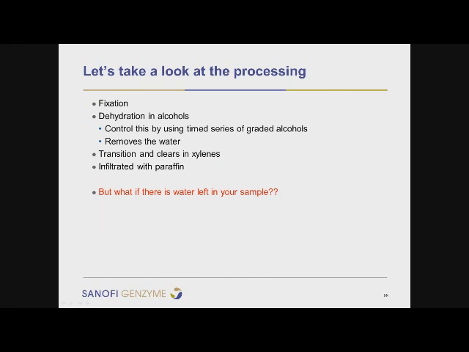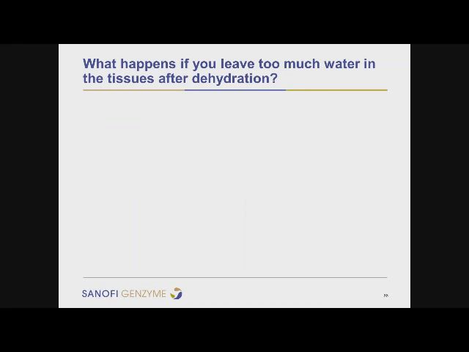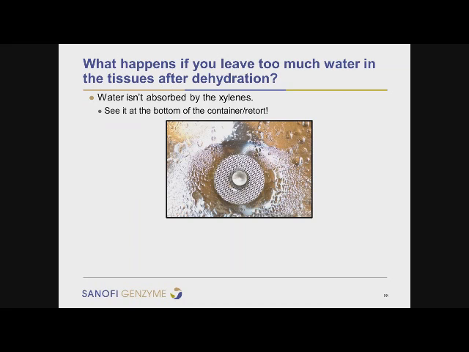So let's take a quick look at the processing. Everybody knows what fixation does. And you know that dehydration in alcohols is controlled by using a timed series of graded alcohols. And the goal is to remove that excess water. And then you transition in clear and xylene and infiltrate with paraffin. But what if there's water left in your sample? The water, as you know, if it comes out of your alcohol, isn't going to get absorbed by your xylenes. You end up seeing it at the bottom of your container or retort that you're processing.